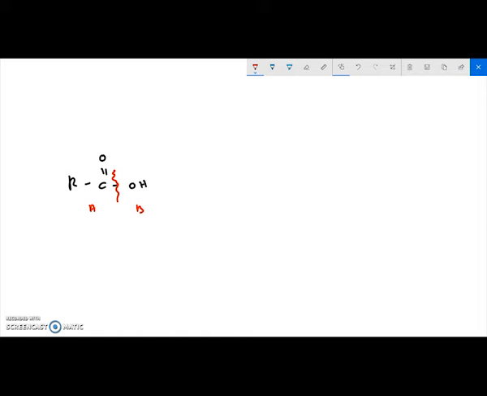So basically, the carboxylic acid derivative will inherit one of the parts, which is part A, which means that the first carboxylic acid derivative is going to have the RC double bond O structure. The second one also has the RC double bond O structure. The third one will also have the RC double bond O structure, and finally the fourth one will also have the RC double bond O structure from the carboxylic acid. What makes them different from one another is their B side.